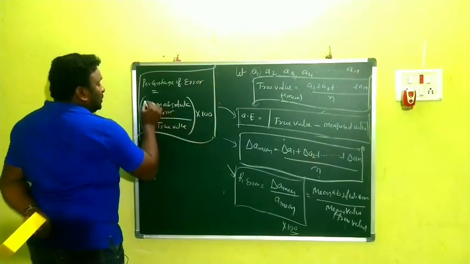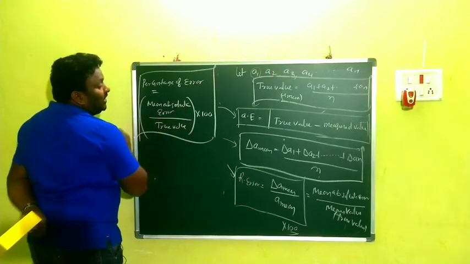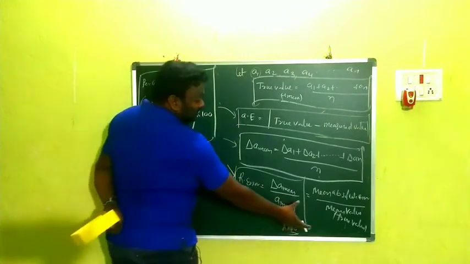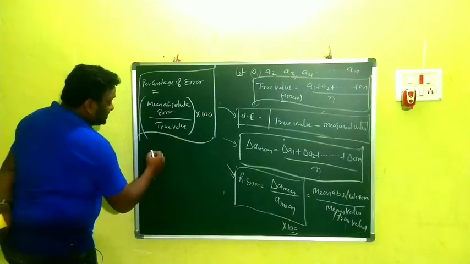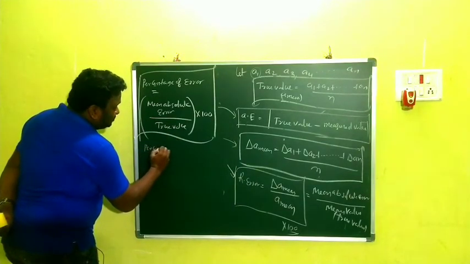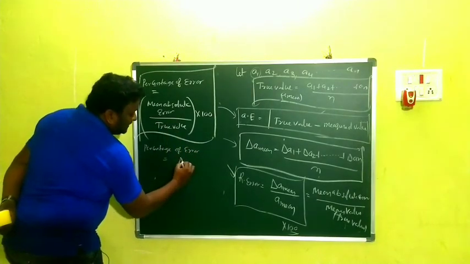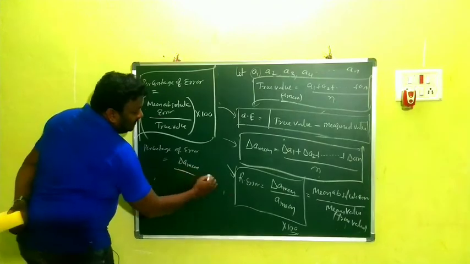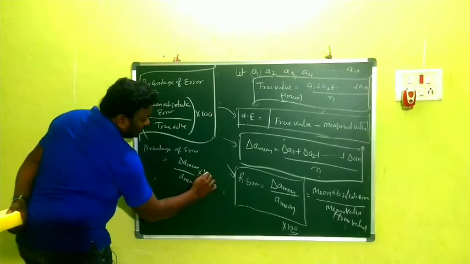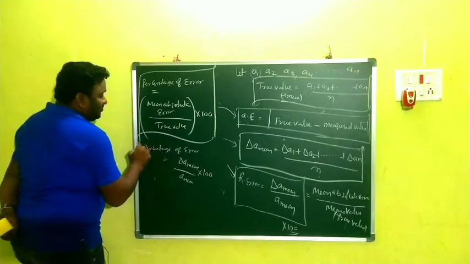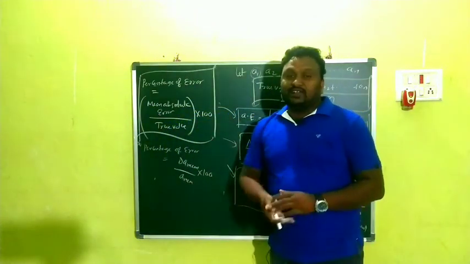Clear, children? Percentage of error is equal to mean absolute error by true value into 100. Simply we are multiplying with 100, then you get the percentage of error. So percentage of error is equal to delta A mean by A mean into 100, where delta A mean is the mean absolute error and A mean is the true value. So this is the formula. Children, this is about all the values.